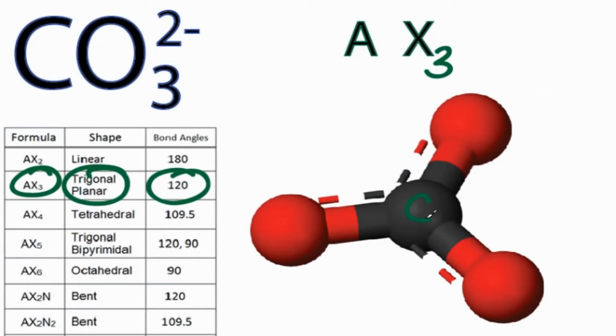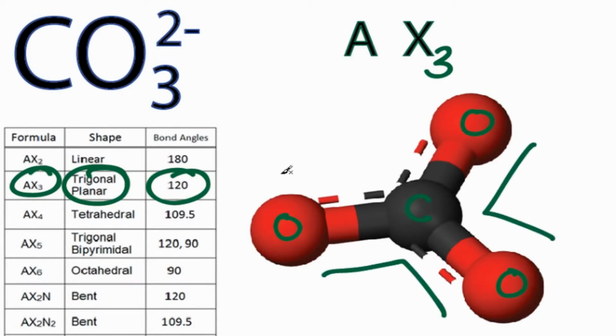So we have a carbon in the center, and then we have the oxygens out here. And you can see they're spread out as far away from each other as they can be, and they are in a plane. We can also see that the bond angle right here, or right here, is 120 degrees.